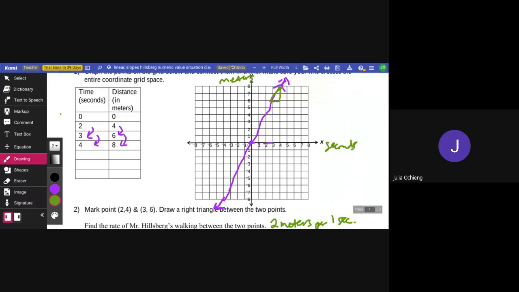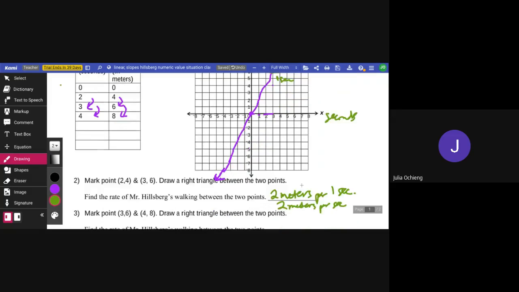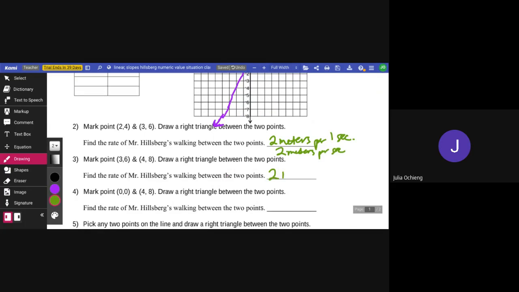So that means from 3 to 4 seconds, that's 1 second, he went 2 meters. So the rate is still 2 meters for every 1 second, which is usually written as 2 meters per second. You can also write it as 2m per second with a slash.